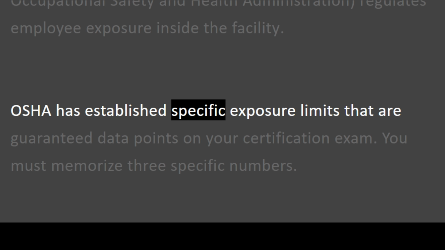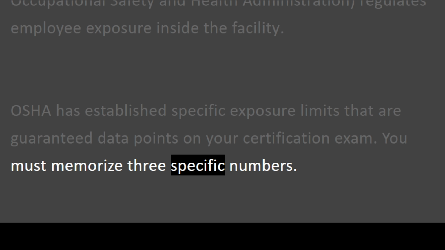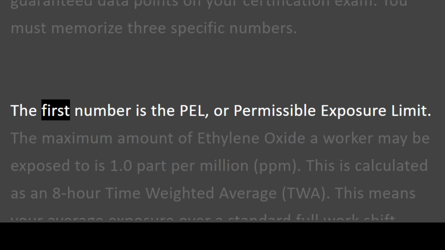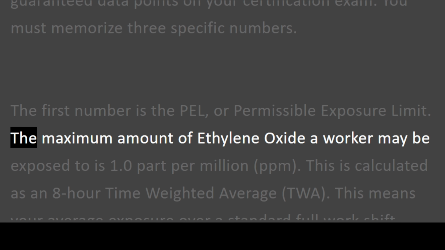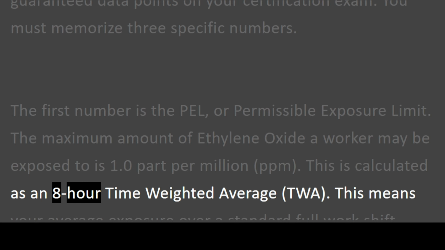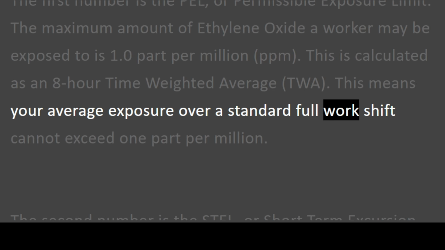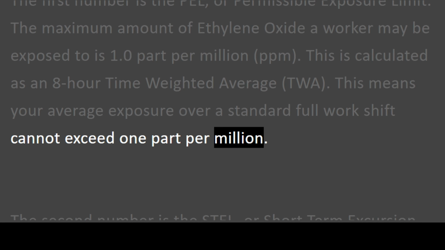OSHA has established specific exposure limits that are guaranteed data points on your certification exam. You must memorize 3 specific numbers. The first number is the PEL, or permissible exposure limit. The maximum amount of ethylene oxide a worker may be exposed to is 1.0 part per million, ppm. This is calculated as an 8-hour time-weighted average, TWA. This means your average exposure over a standard full work shift cannot exceed 1 part per million.